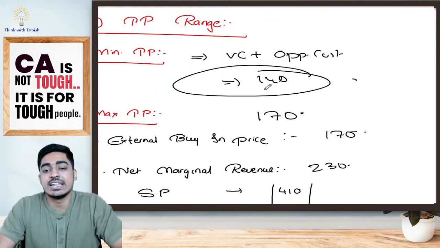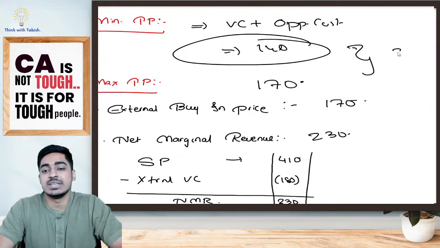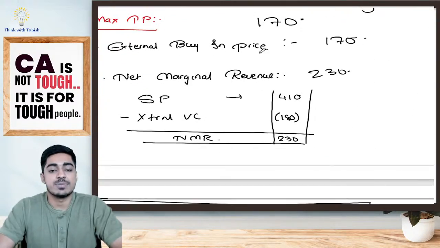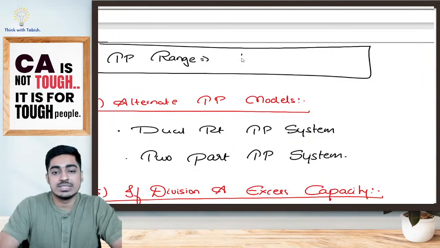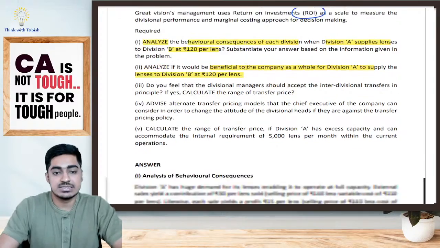So if you want to calculate the benefit here also, you can get it, yes, difference, maximum minus minimum. It is 30 rupees per unit into 5,000 lenses. 30 into 5,000 will be 1.5 lakh. So 1.5 lakh it is. Transfer pricing range also we have calculated. It is 140 to 170. Okay, let us look at the answer.